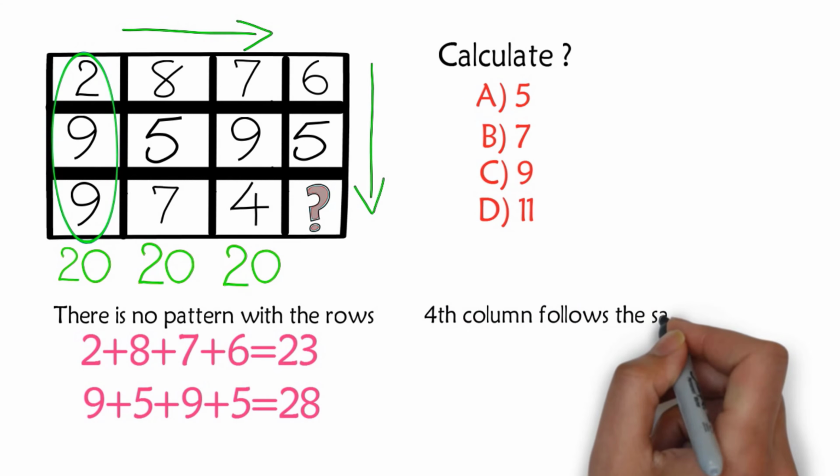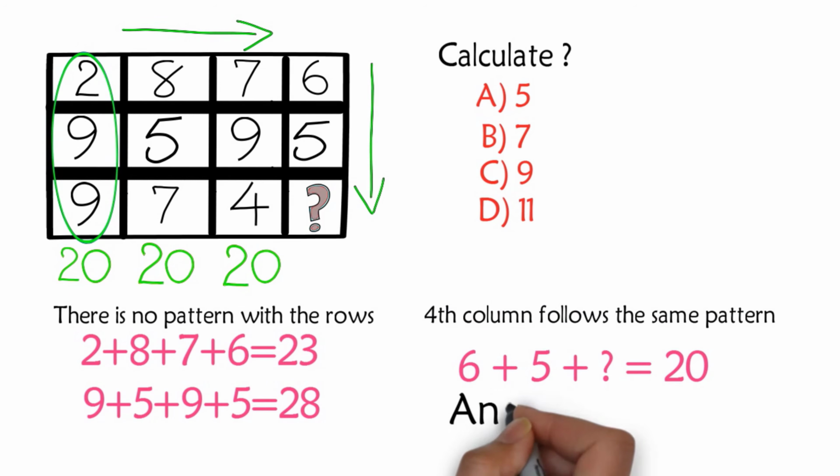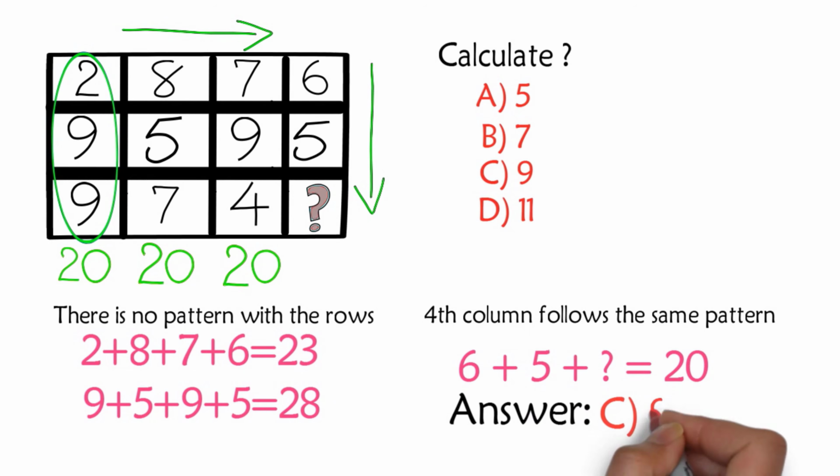Based on this information, you can calculate the missing value in the first column. 6 plus 5 plus question mark equals 20. So the answer is C, 9. This is the missing value. Hopefully you figured it out and now know how to answer similar problems on the test.